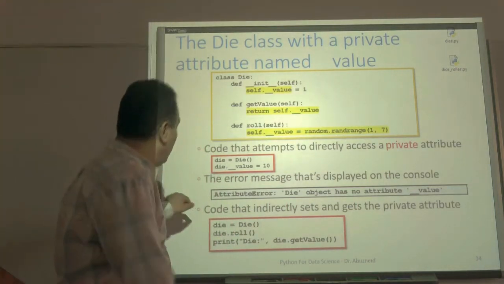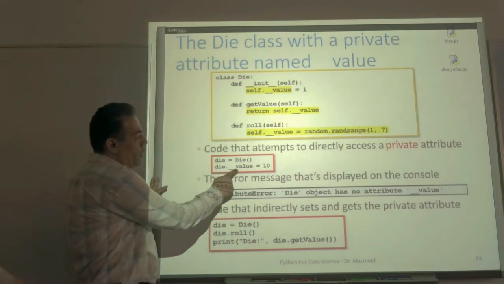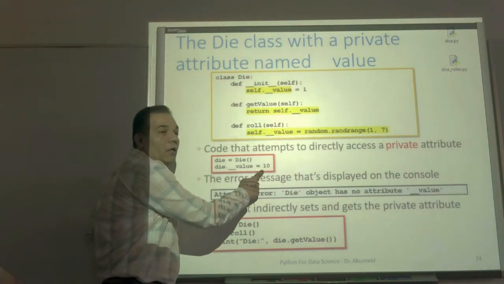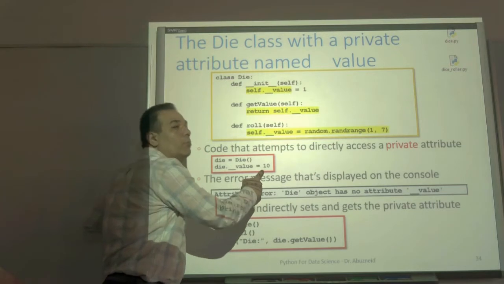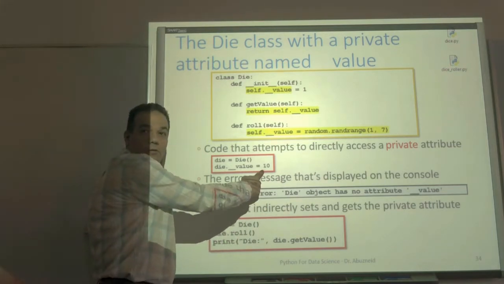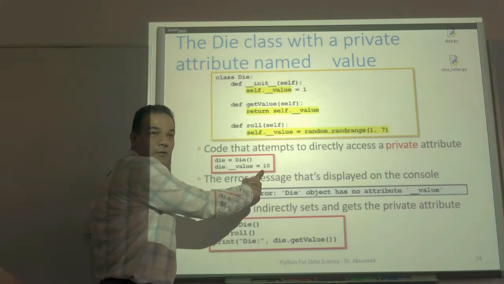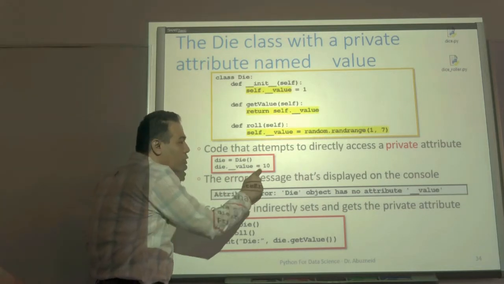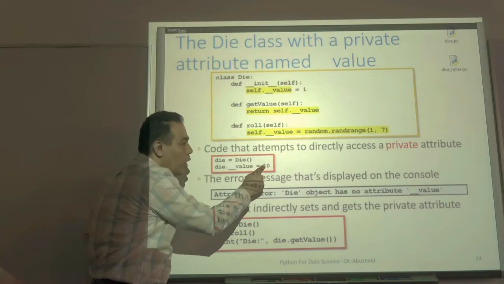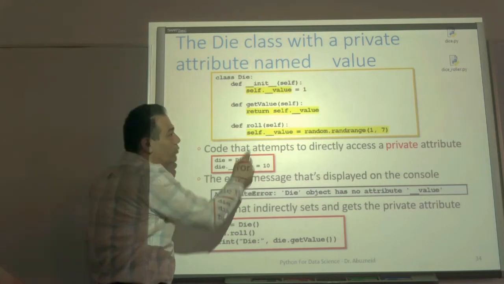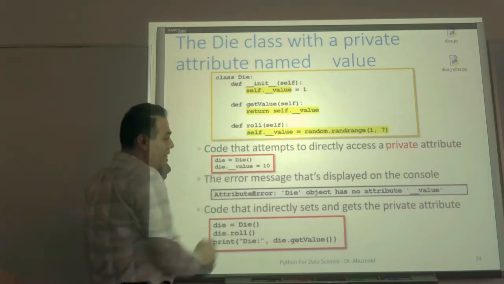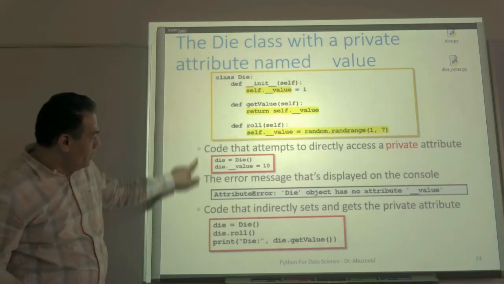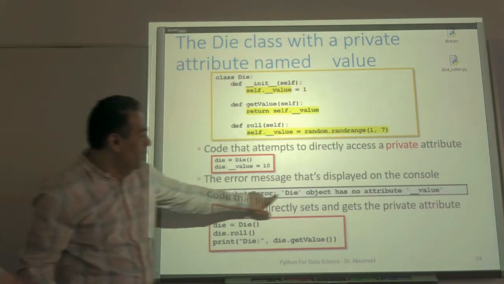If I go in here and I say die underscore value equals 10, what will it give me? An error. It's not going to run. Why? Because I'm not allowed anymore to use this statement. The only way I can set this value is through a setter. So it gave you a mistake.